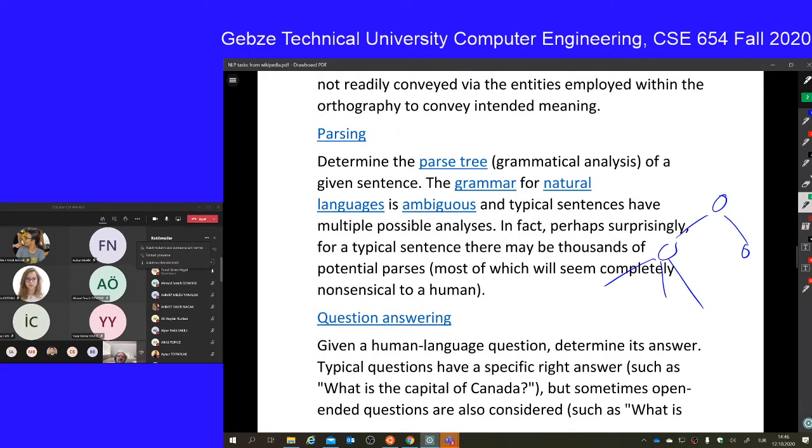Parsing is determining the parse tree. What do I mean by parse tree? Every language has a grammar. Linguists, classical linguist people, sat together and found the grammar. They said, okay, this is Turkish grammar, this is English grammar. And for a given sentence, you try to figure out the grammar. This is the verb part of the... it's going to be a tree, actually. It's going to be a tree.